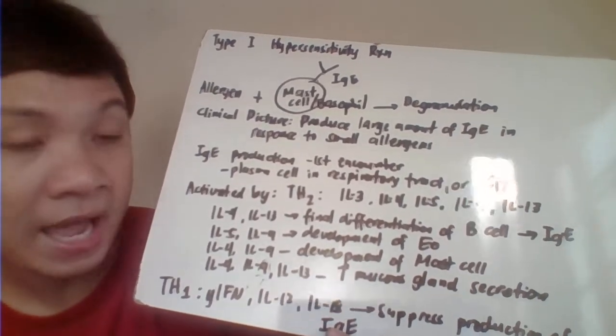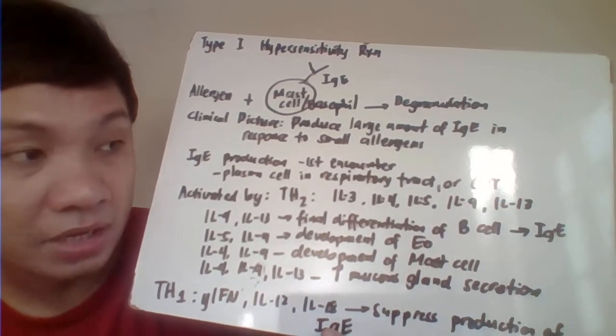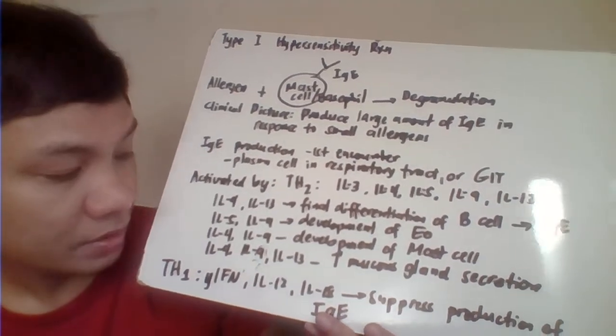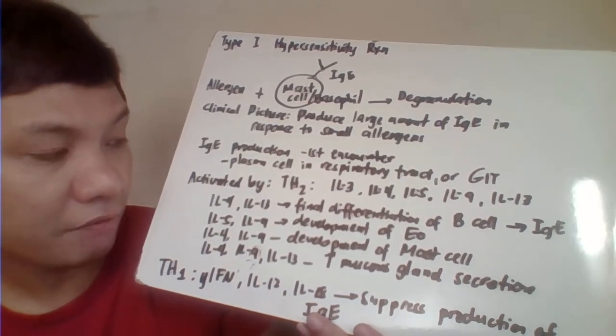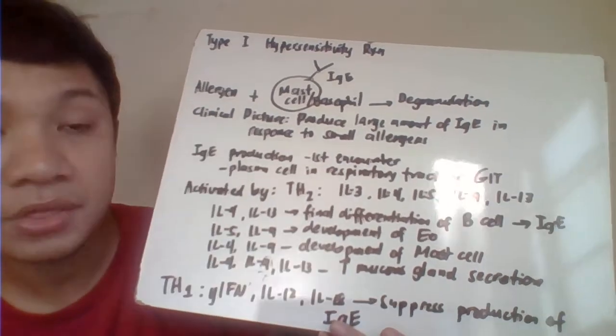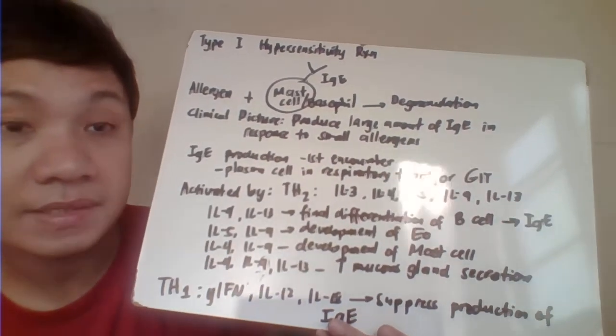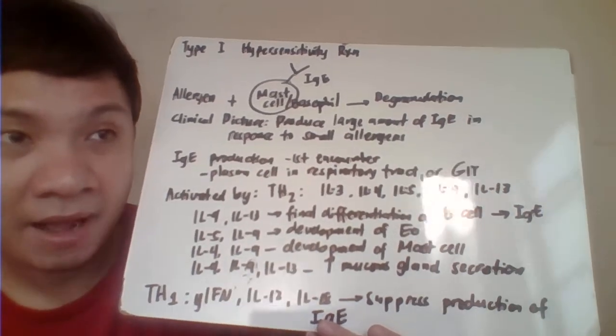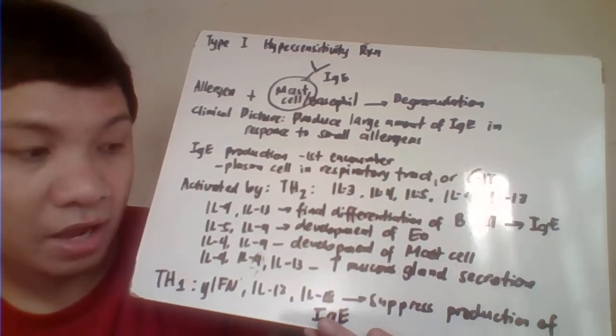Interleukin-5 and interleukin-9 are responsible for the development of your eosinophils. Interleukin-4 and interleukin-9 are also for the development of your mast cells. And we have interleukin-4, 9, and 13 for increasing the mucus gland secretion as a manifestation of your allergic reaction.